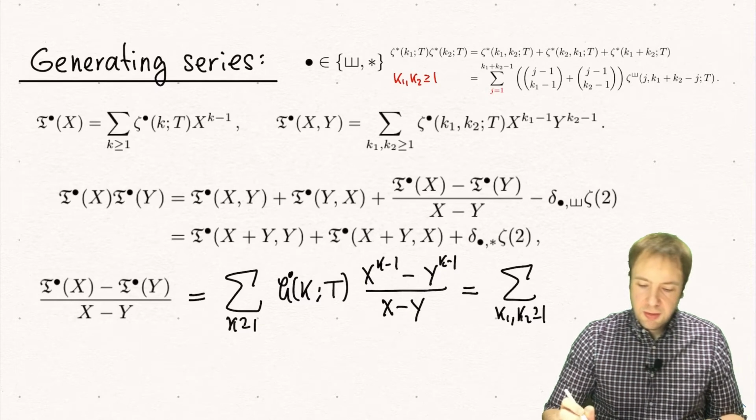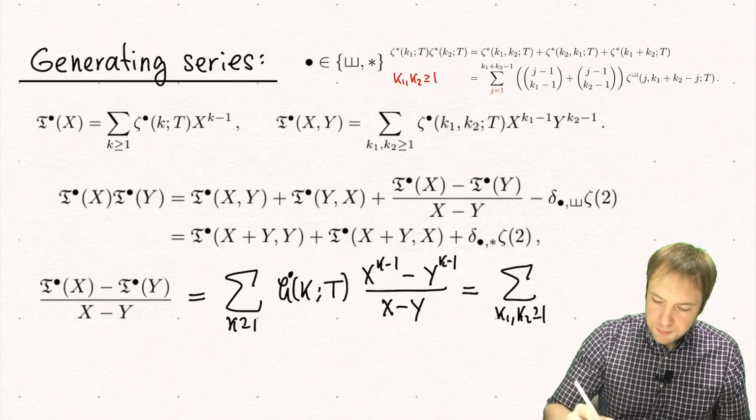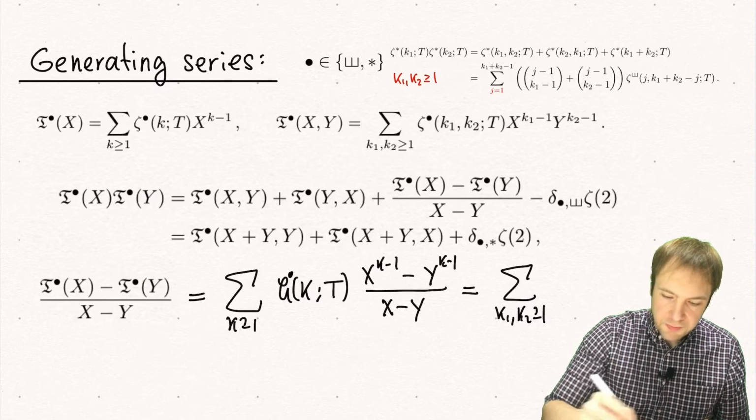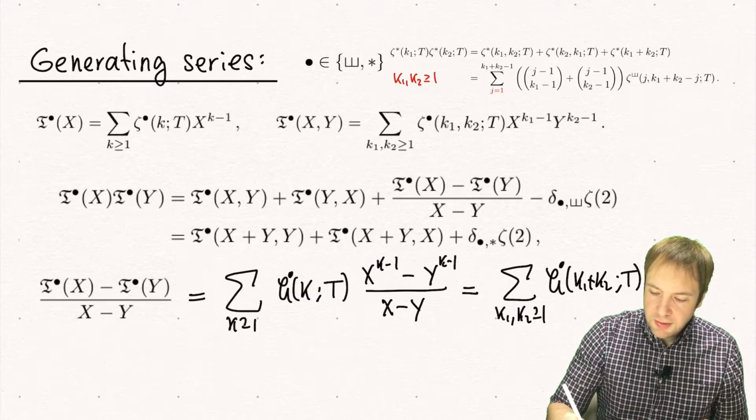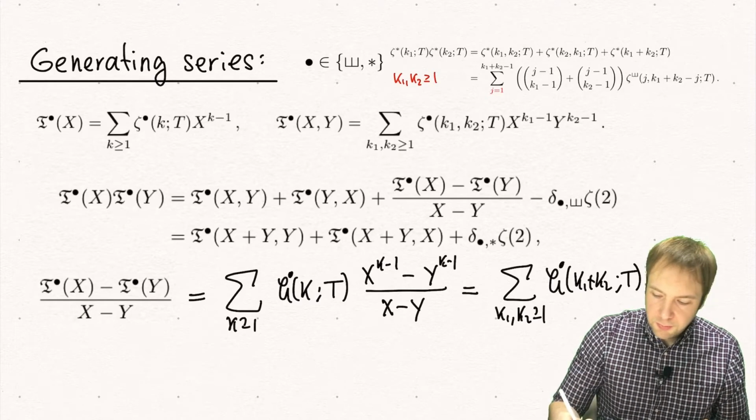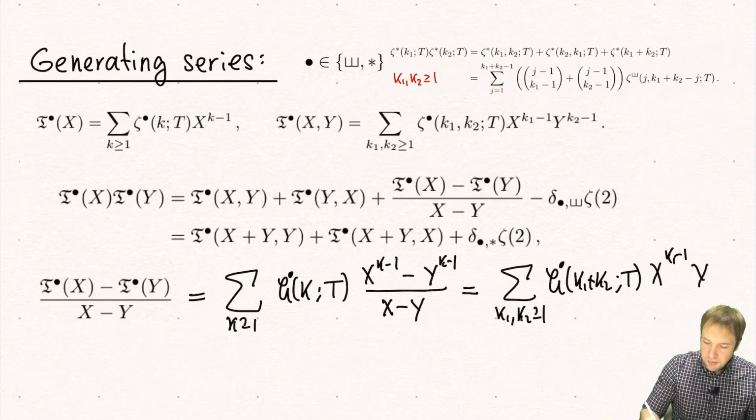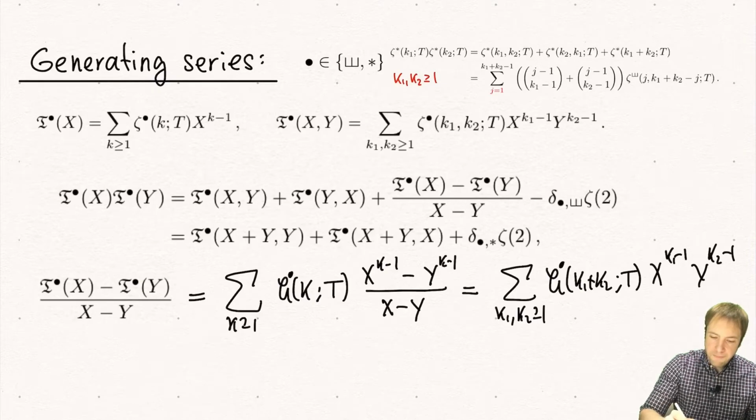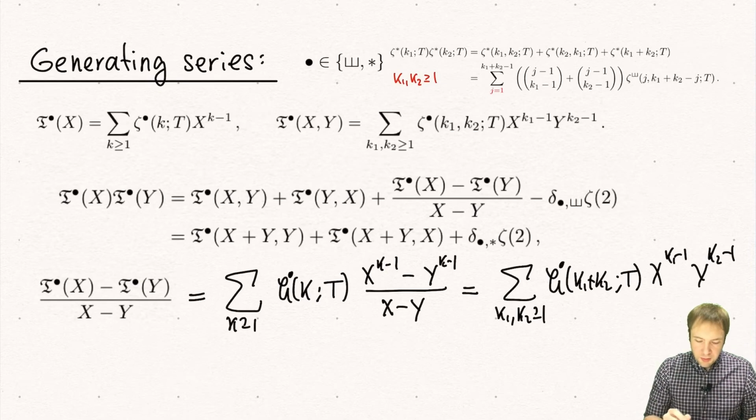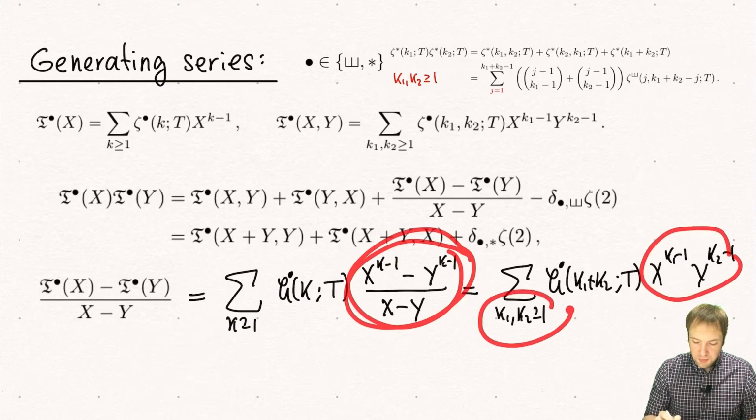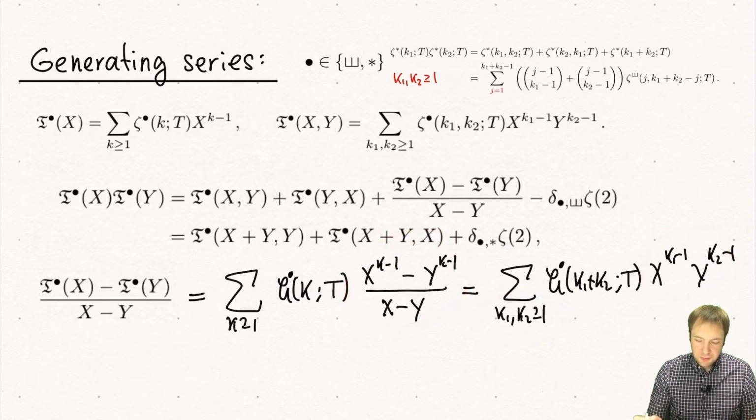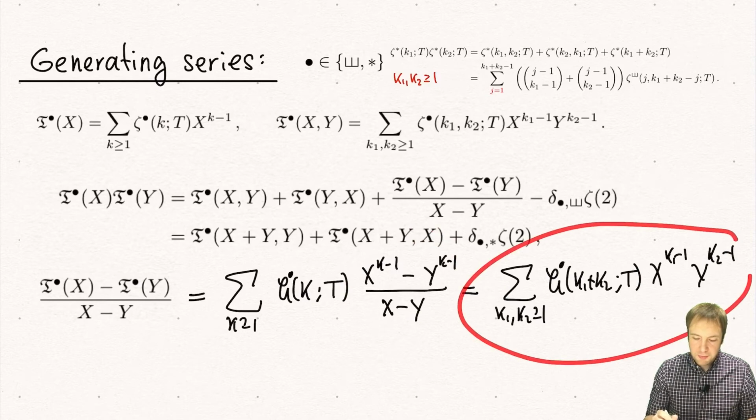But this you can factor out here, and so you can write this as a sum over k1, k2 greater or equal to 1, and then here you have zeta k1 plus k2, bullet t, and x to the k1 minus 1. Oops, no, not x1, just x. And here y to the k2 minus 1. So this is because this is just the sum of these monomials with k1 plus k2 equals k. And therefore you can write this sum like this.